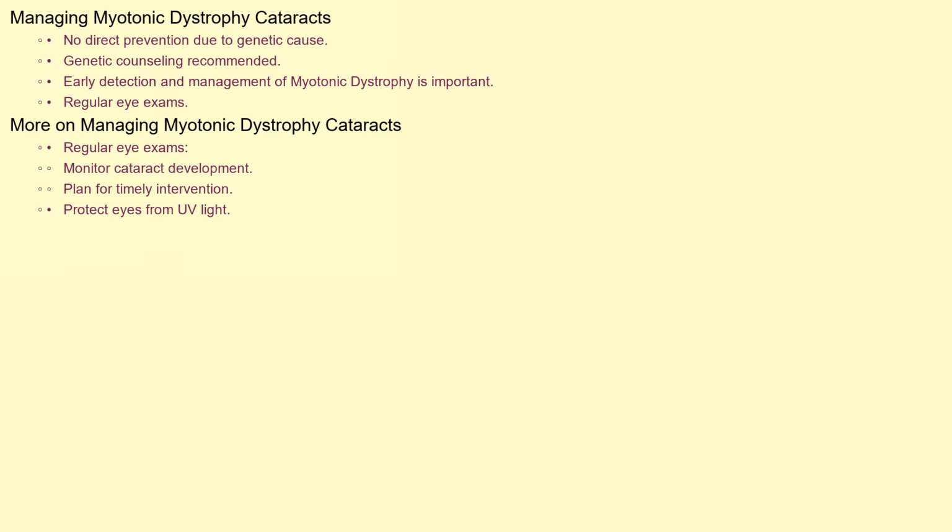Since myotonic dystrophy-associated cataracts stem from a genetic condition, there's no direct way to prevent their development. However, genetic counseling can provide valuable information to individuals with myotonic dystrophy or those with a family history of the disorder. Early detection and management of myotonic dystrophy, along with regular eye exams, can help to monitor cataract development and plan for timely intervention when necessary. Protecting your eyes from UV light can also contribute to overall eye health.